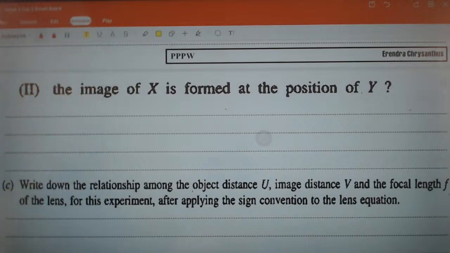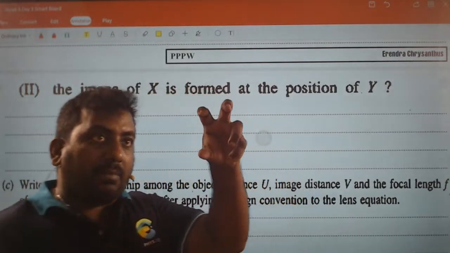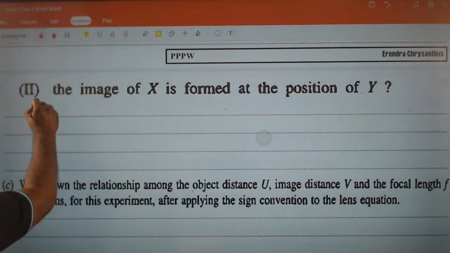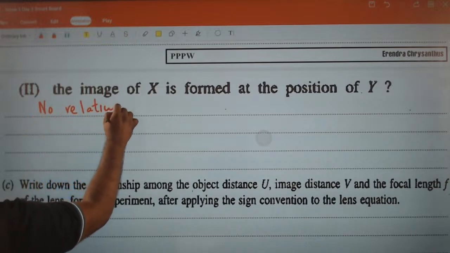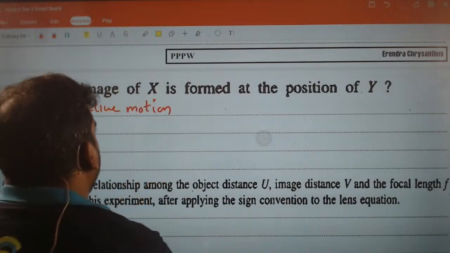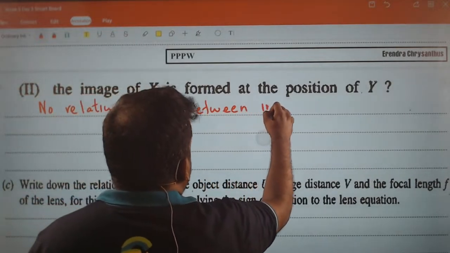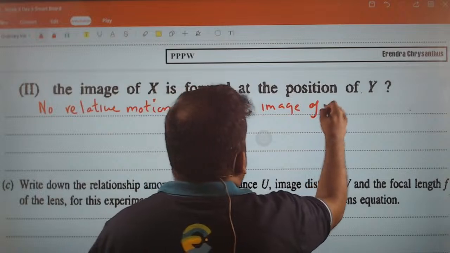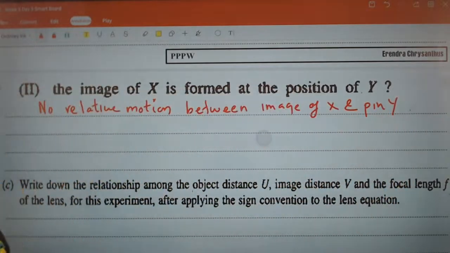Next one. The image of X is formed at the position of Y. When the image of X is formed at the position of Y, there is no relative motion between the image of X and pin Y.